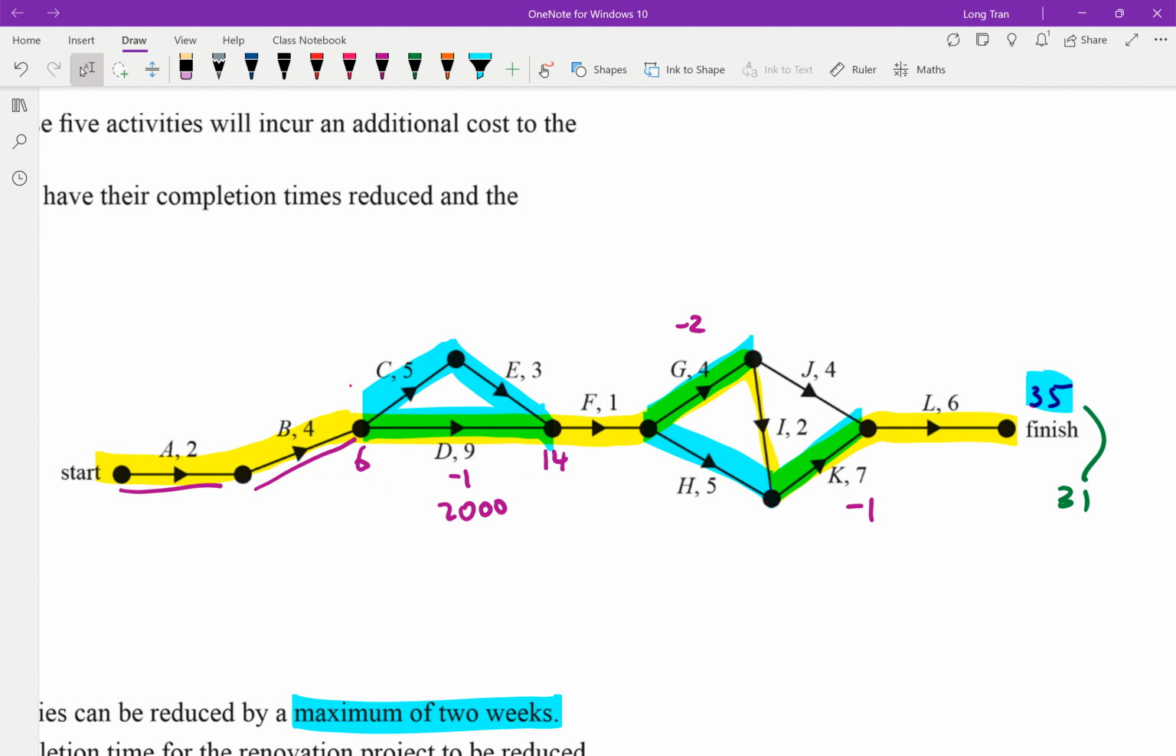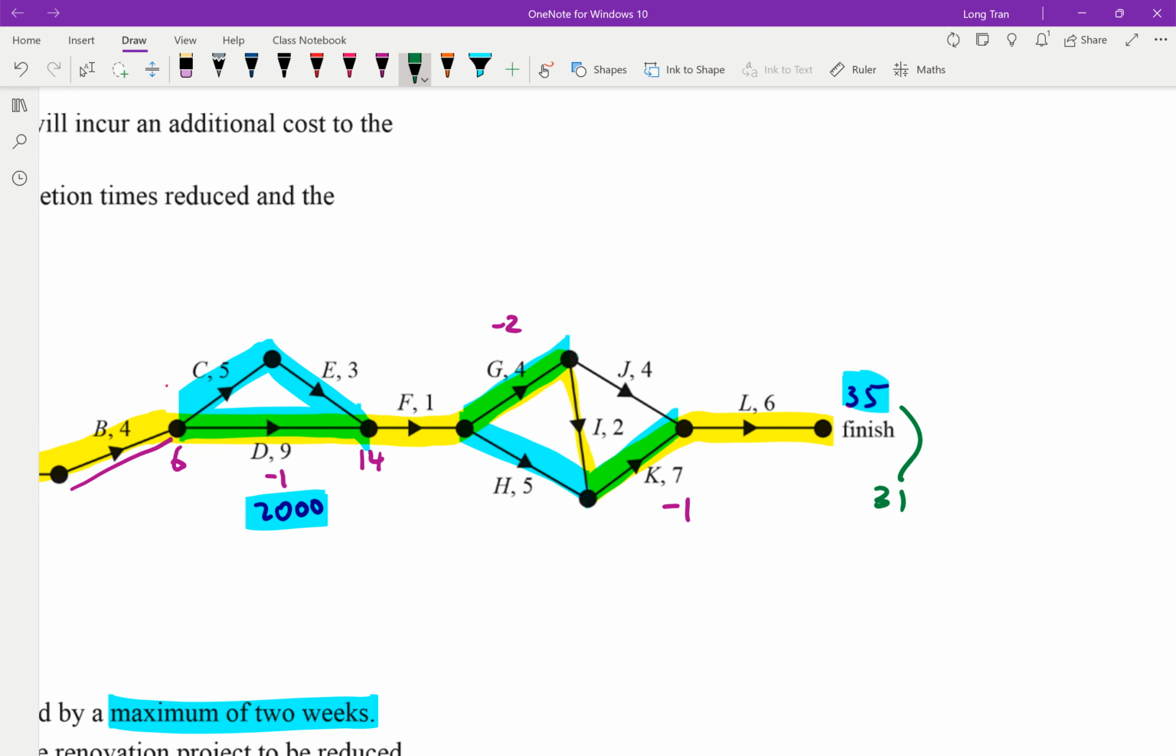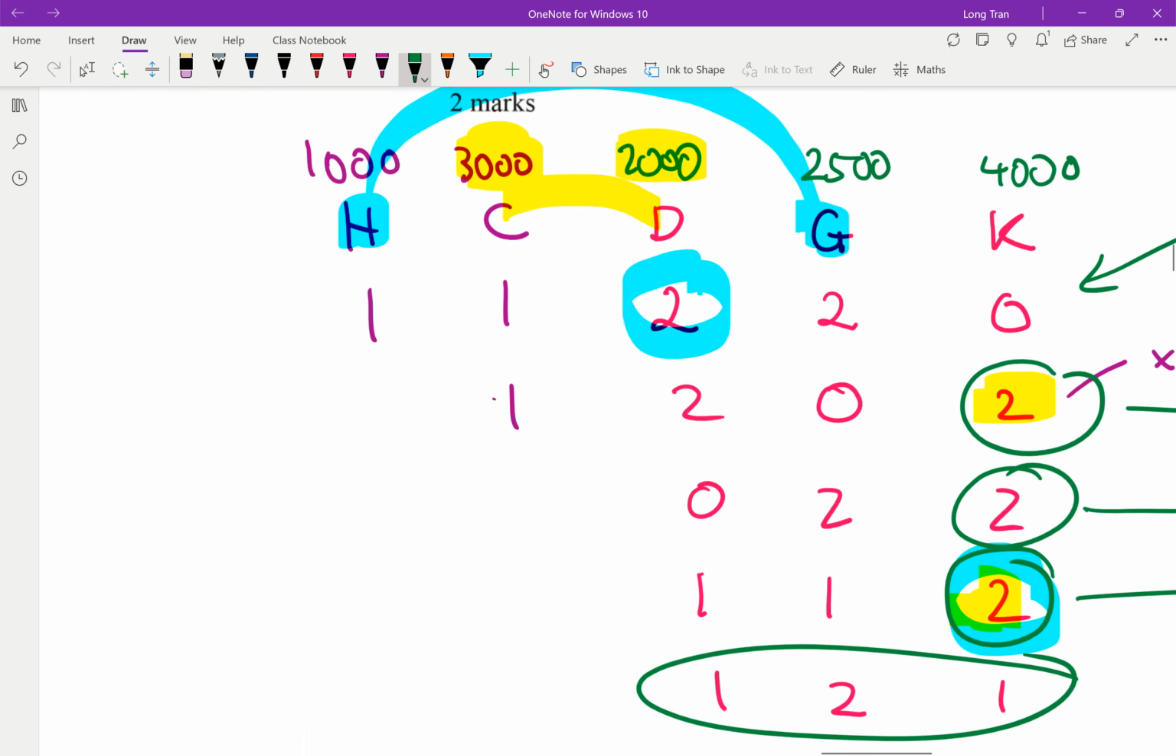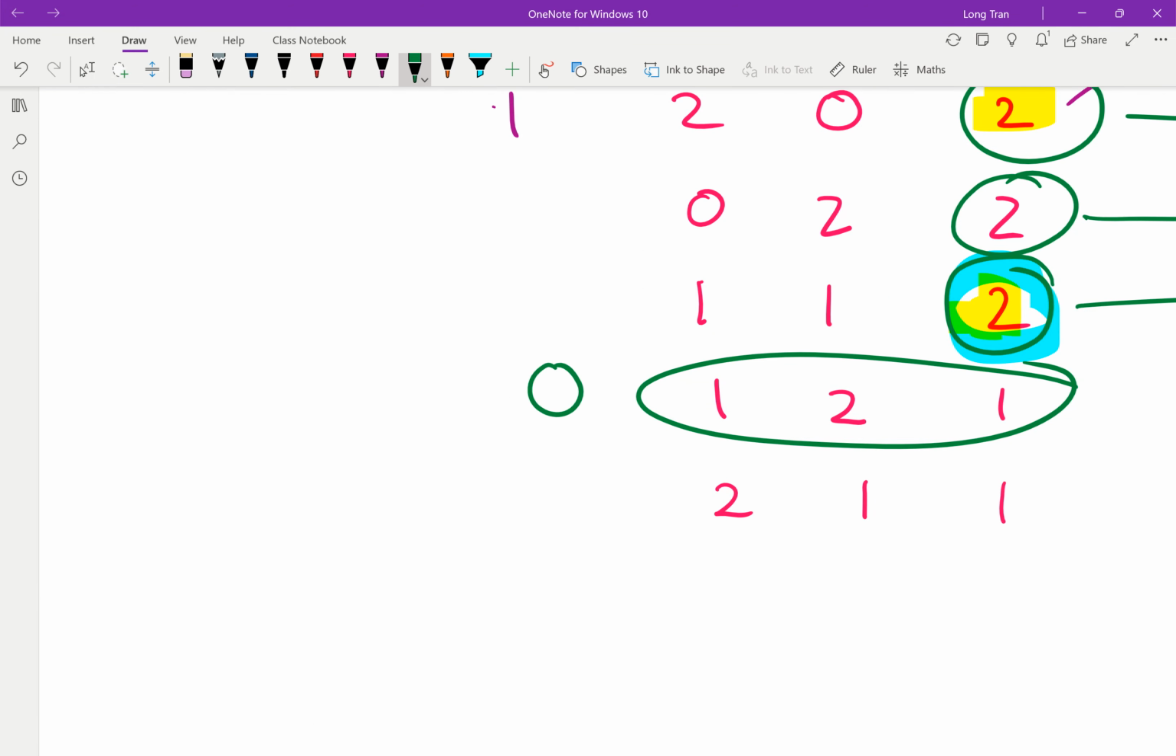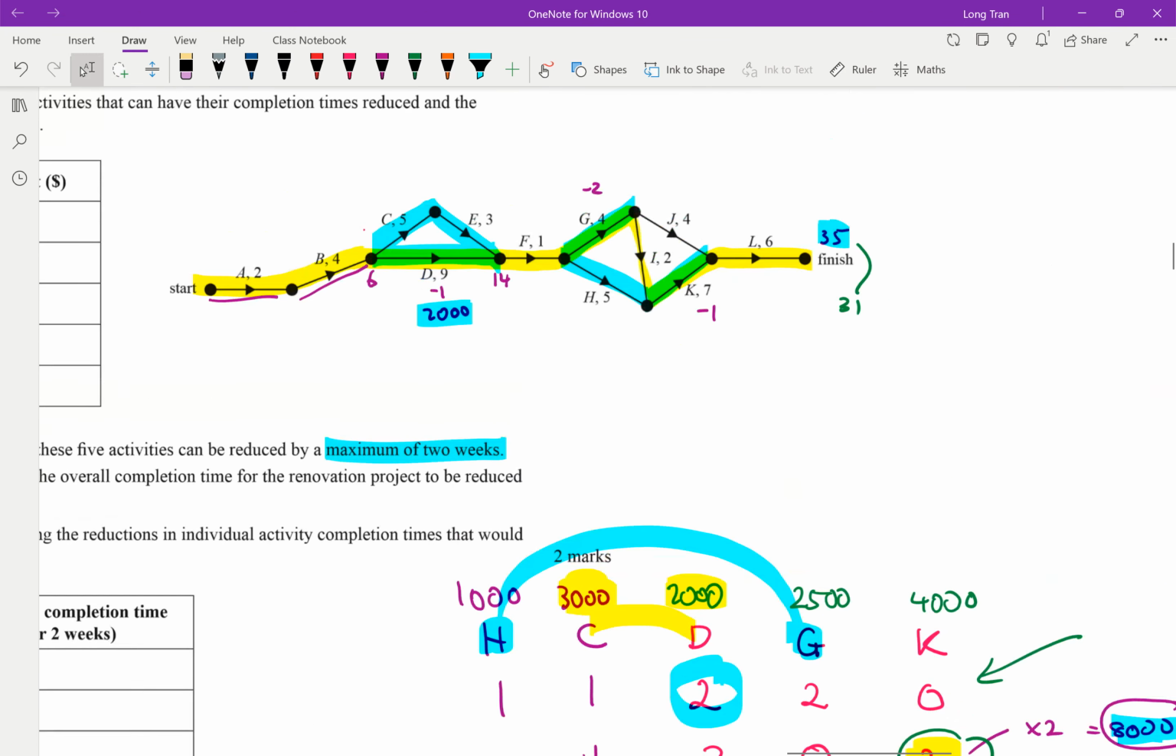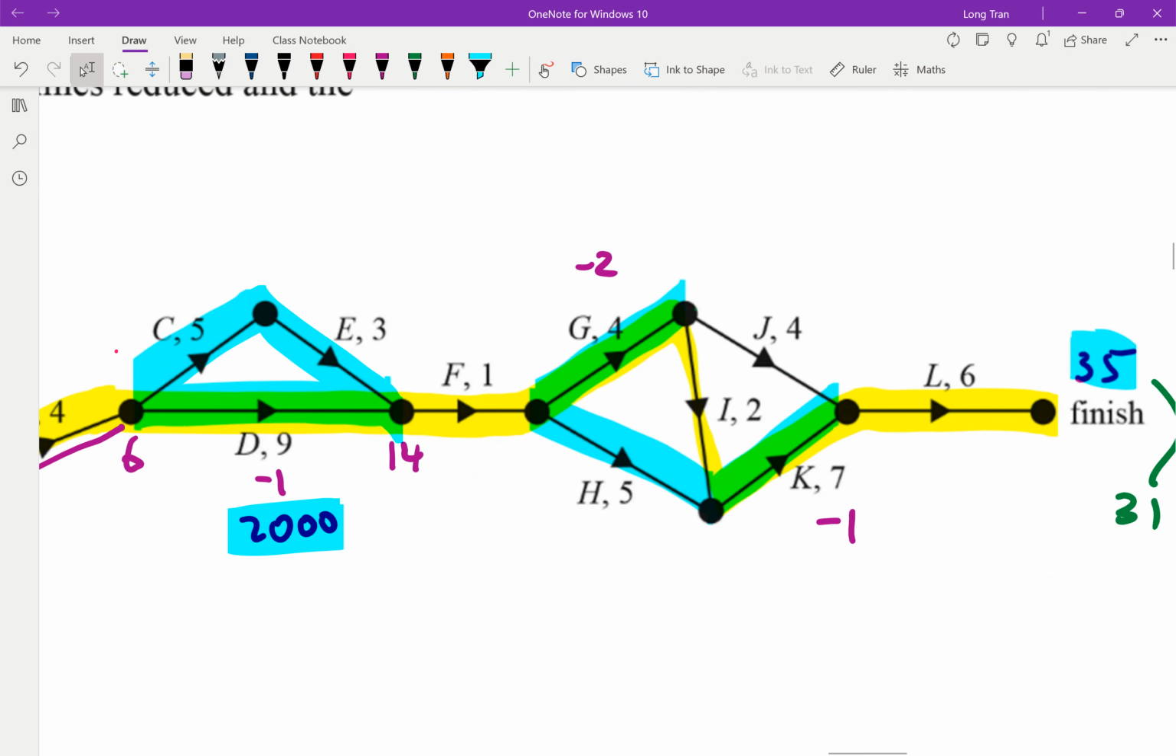We're going to reduce that by 1. So that only costs $2,000 to reduce by 1. That's good. That's very good. Didn't come with an extra cost. So I'm going to go back to the table. So that means C would be 0. And then let's say from 15, 14 plus 1, 15.